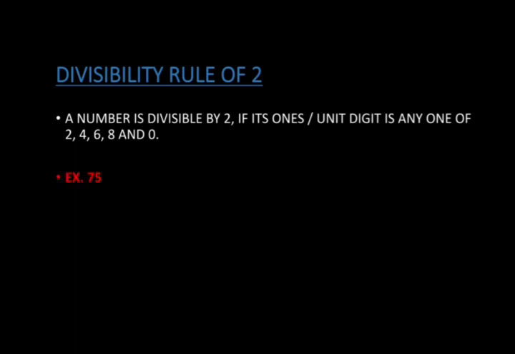Example 75. In 75, which number is in ones place or unit place? It is 5. Now 5 is an odd number, right? 5 is not 2, 4, 6, 8, 0. We don't have 2, 4, 6, 8, 0 in ones place. So what can we say? This number is not divisible by 2. If we divide also, the remainder will be 1. So it is not divisible.